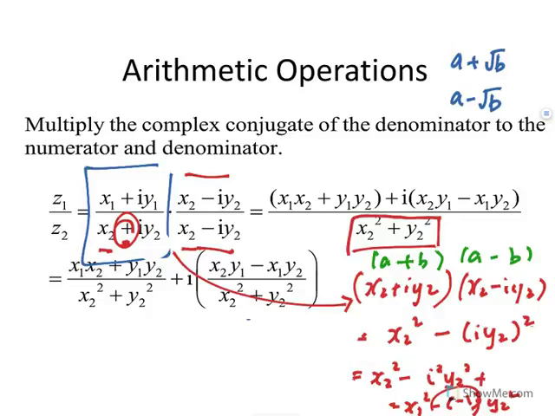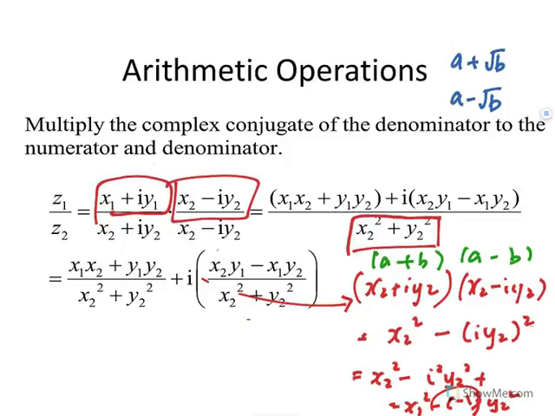Don't fall asleep. For the numerator portion, we do your so-called FOIL method, just distribute, and you get this portion. That's how you do division for complex numbers. So you cannot say you don't know. I've taught you it. If you cannot remember, go back, take the video, watch 1,000 times.